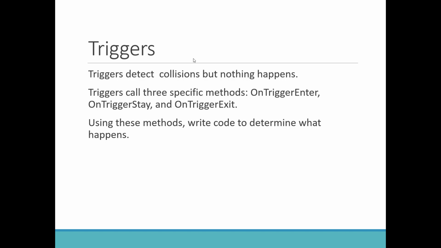Oftentimes, it's great to use that for a pickup. If your player has a rigid body and collides with an object that has a trigger collider, it will look like it goes through it, but as you go through it, the OnTriggerEnter, OnTriggerStay, and OnTriggerExit will be called, and you can do what you need to do with the pickup: destroy it, add to the inventory, whatever else needs to happen there.